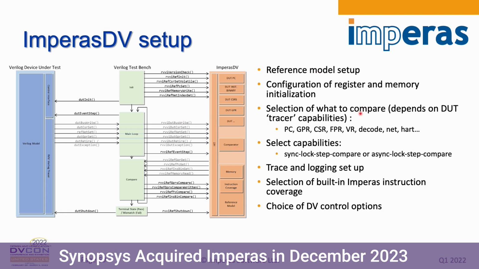You need to select what you're trying to do in terms of what compare to do, what type of capabilities you're going to be using, what tracing and logging you're going to do, and whether you're going to do coverage in there, and other DV control options. And that's the type of things that you'll need to set up.